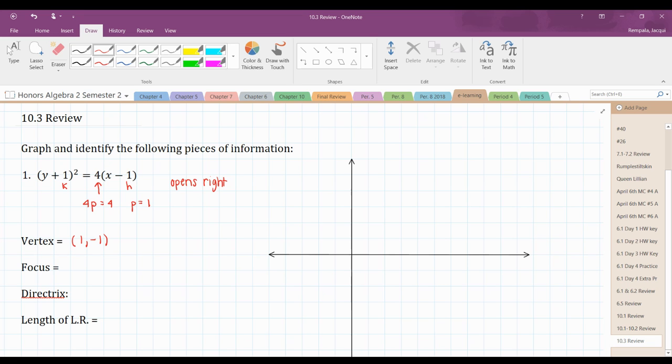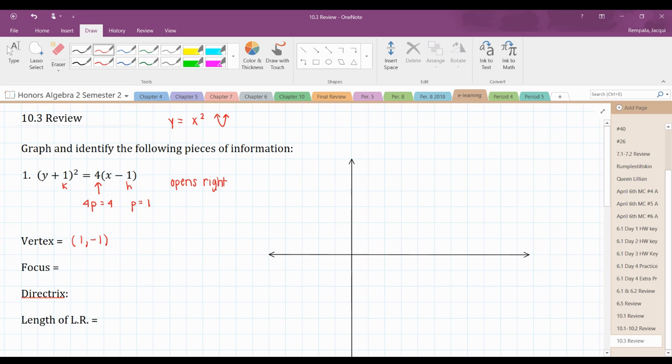Hopefully you remember that back in the day, we were always solving and graphing equations like y equals x squared. That tells us that we were opening up or down. So when the x is being squared, it opens up or down. That's why when it's the y that's being squared, it opens left or right.